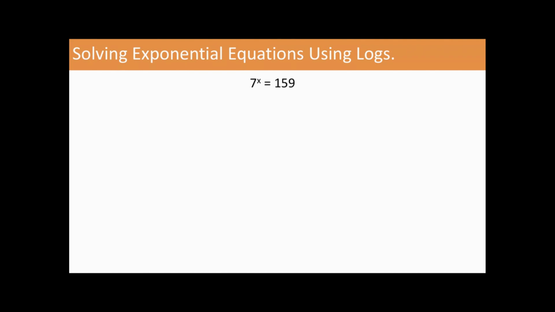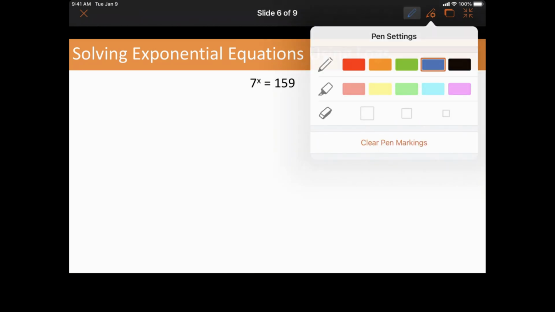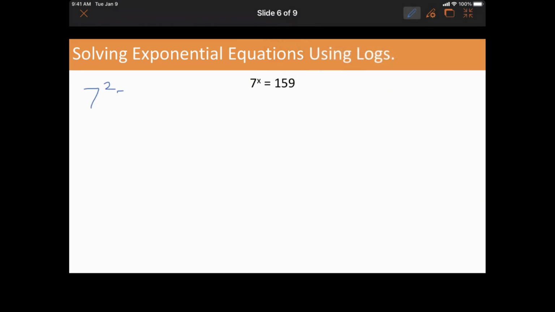All right, solving exponential equations using logs. So you can see this is not a logarithmic equation, it's exponential. But do we know what the answer is? Well, let's see. 7 to what power is 159? Well, 7 to the second power is 49. 7 to the third power, let's see, it's 343. So somewhere in between there. But I don't know what that is.